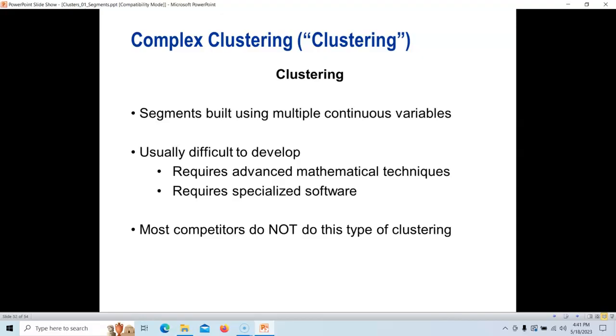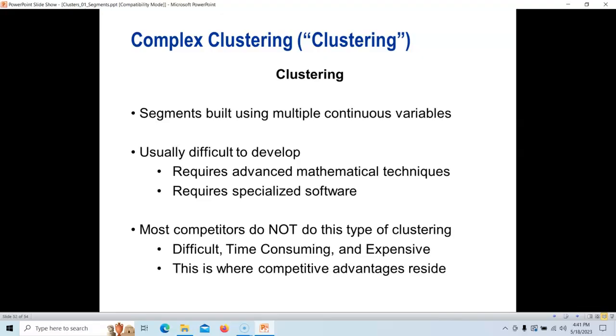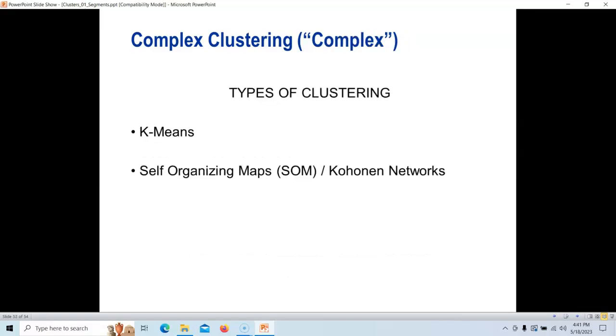Most competitors, if you own a company, most of your competitors do not do this type of clustering because it's difficult, time-consuming, and expensive. So this is why you're going to want to learn how to do cluster analysis. Now, there's many types of cluster analysis. Probably the two most widely used are k-means clustering, and the second one is self-organizing maps, sometimes called Kohonen networks. We are going to only look at k-means clustering since it's by far the most widely used and it's also the most simple.